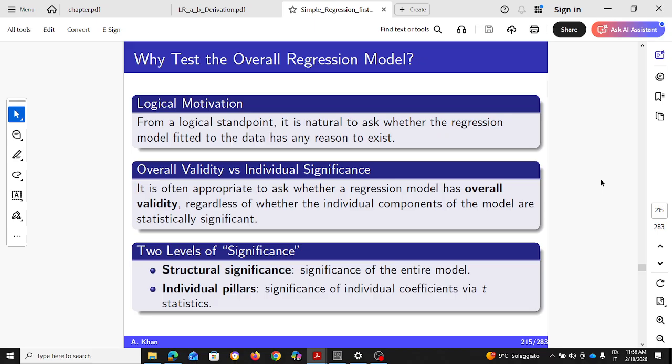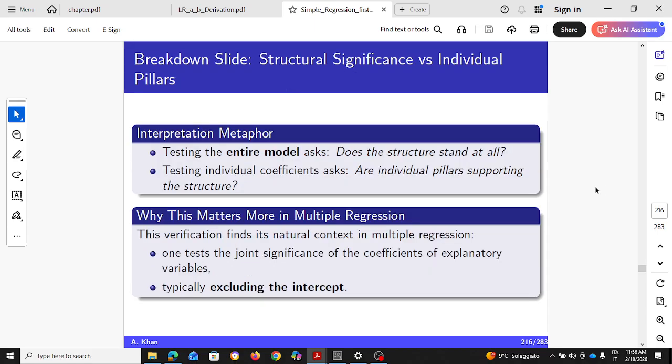Now the next thing is to test our whole regression model. Before, we were looking at each parameter of our model: alpha, beta, sigma. Now we want to know the overall regression model. Is it significant? Is it not significant?